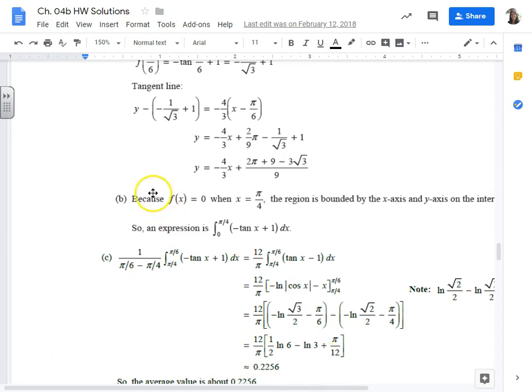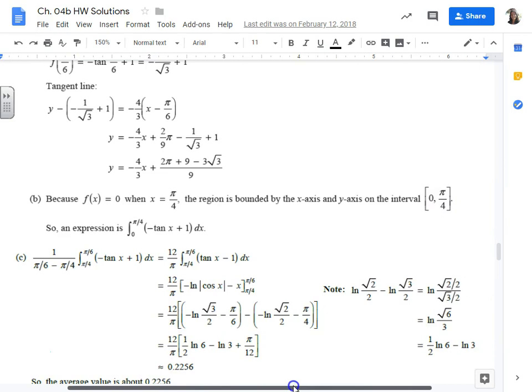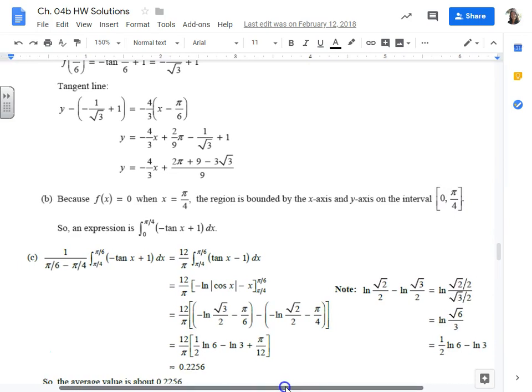For letter C, for letter B, I guess I can move it this way a little bit. For letter C, 0.2256 is your final answer, or you can look at this expression and see if you can make it match. Letter B, remember, you didn't have to get the decimal. It's just the integral from 0 to pi over 4 of the expression that would find the area. They did not tell you to solve it, which is pretty nice.